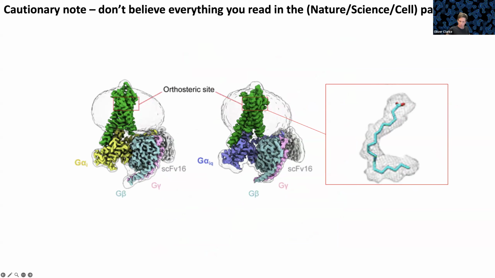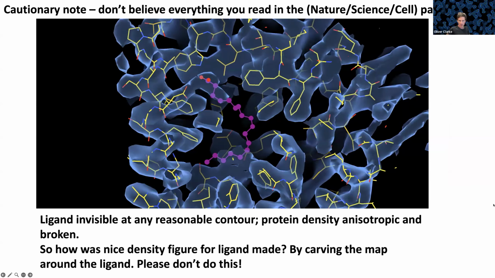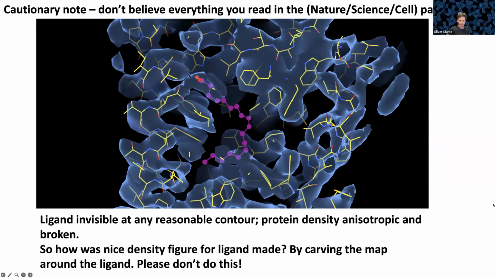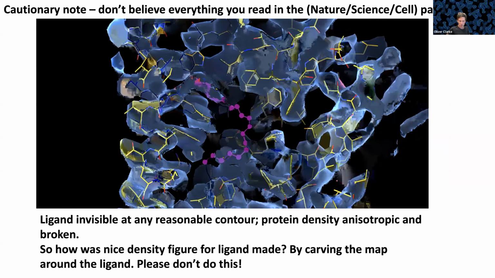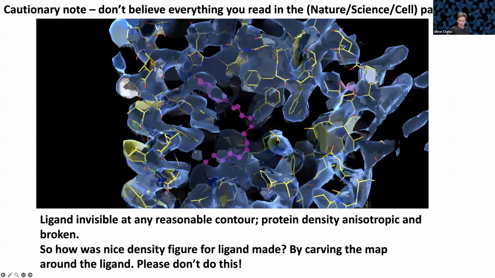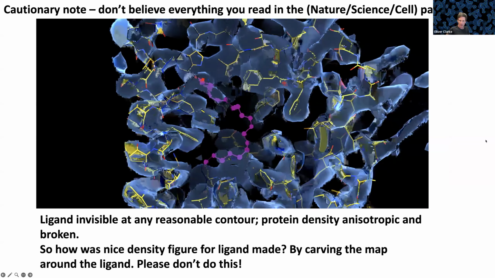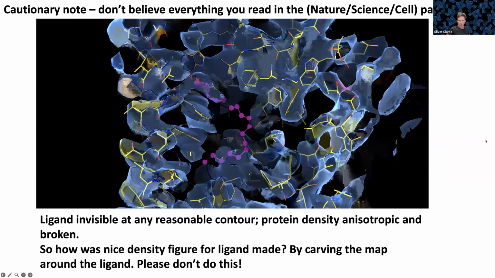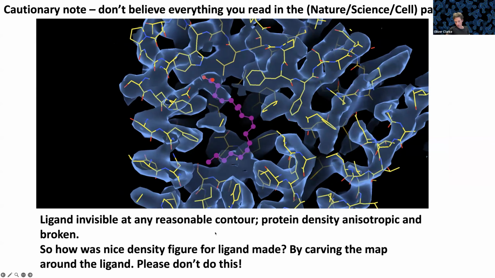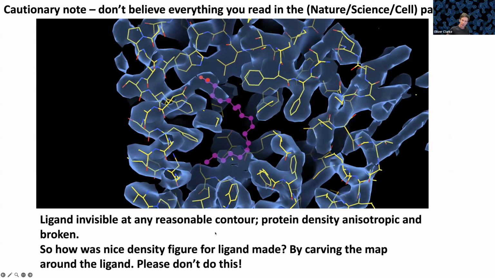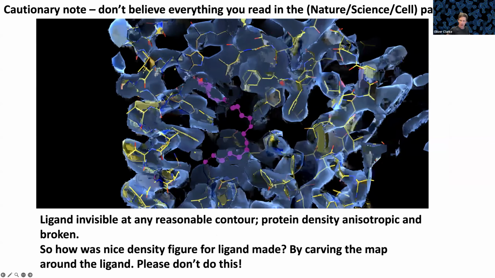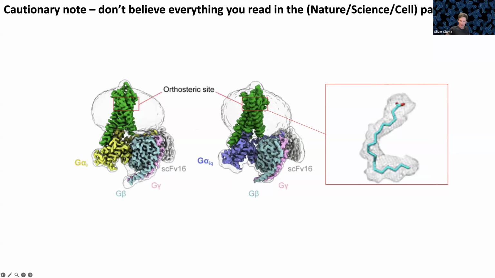So what happens if we have a look at the raw map? All right. Let's have a look at that. Okay, this is what we see in the raw map. Okay, so the ligand is completely invisible at any kind of reasonable contour. And the protein density is anisotropic and broken up, right? So, okay, to start with, this isn't great, right? This shouldn't be happening. But the other question is, how was the nice density figure that we saw back here made, right? How did they make this, right?